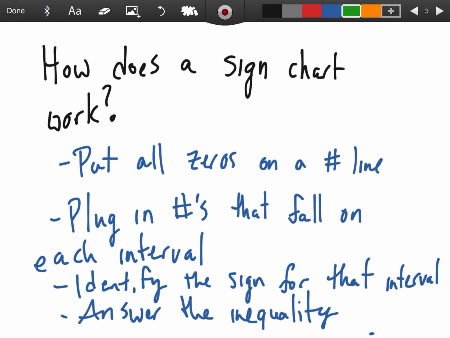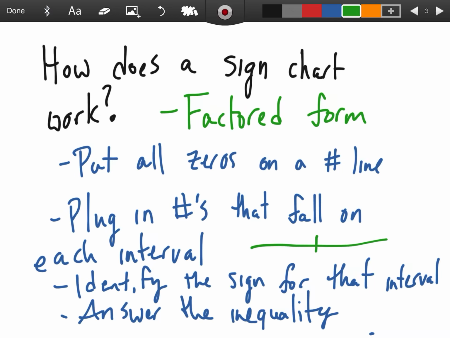So our question might be, how does a sign chart work? Before we even start, it's really important that we get everything into factored form. If we have a polynomial that's not already factored, factor it. If we have a rational function that's not already factored, factor it. So we start off by putting all of the zeros on a number line. Then we plug in numbers that fall on each interval. After we've done that, we identify the sign for each interval.